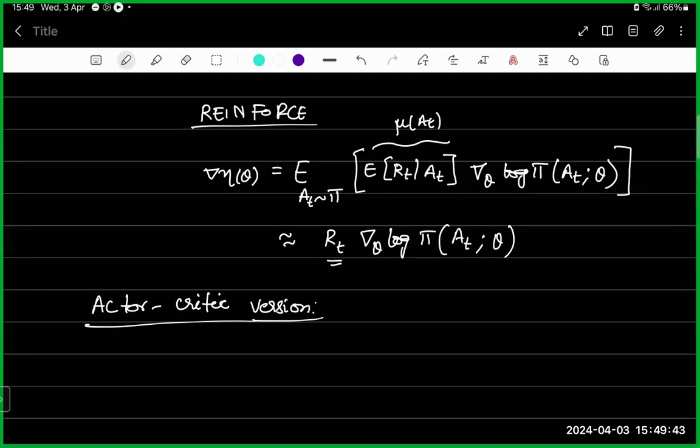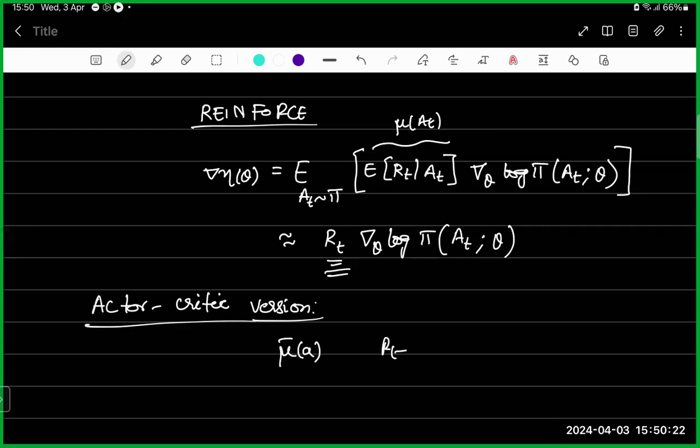So instead of that, we could have looked at all the previous rounds in which, let's say, AT is equal to A. You can look at all the previous rounds in which arm A has been played and take mu bar of A as the estimate of mu of A. Instead of a one-sample estimate, you just maintain an average of all the rewards that you got whenever you played arm A, and use mu bar of AT instead of RT here.